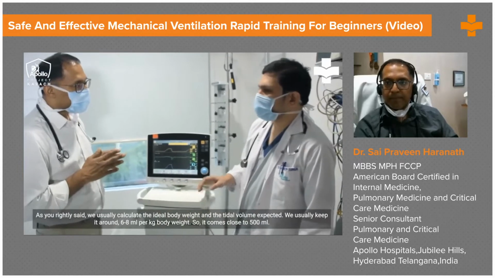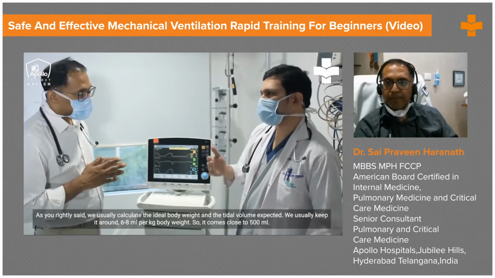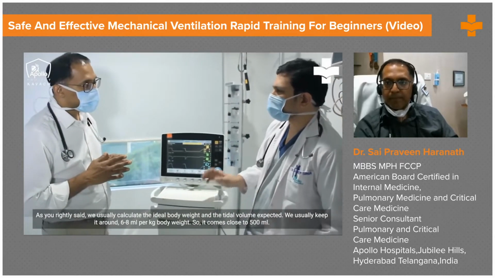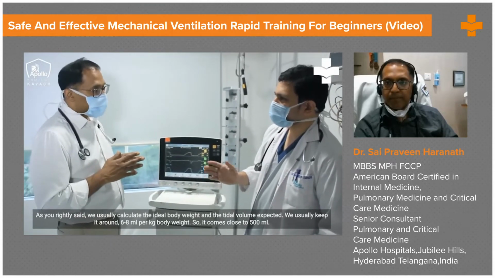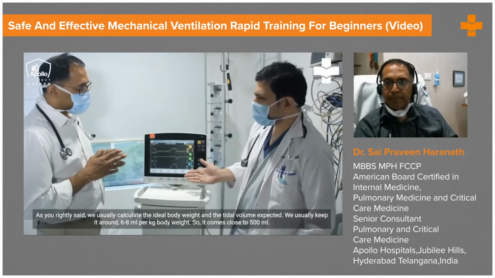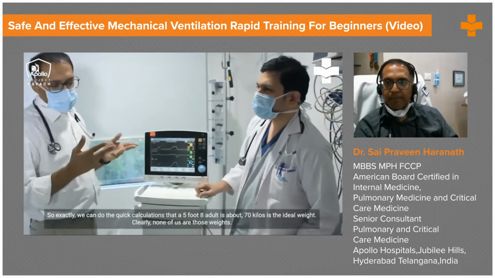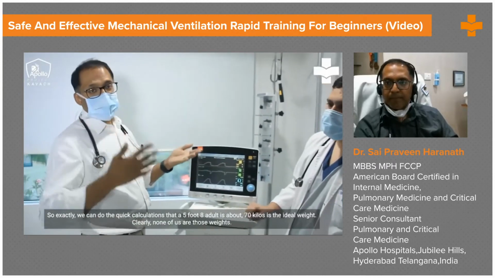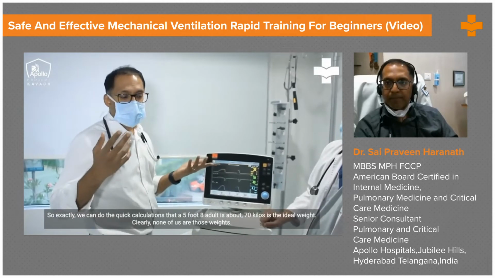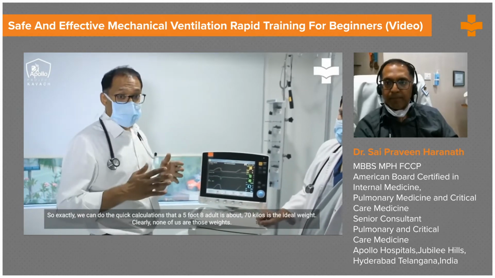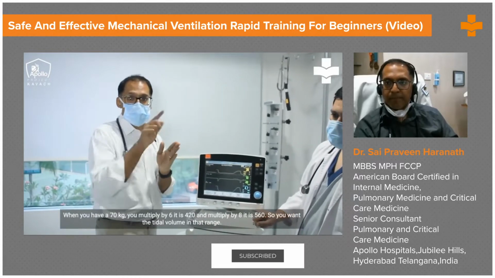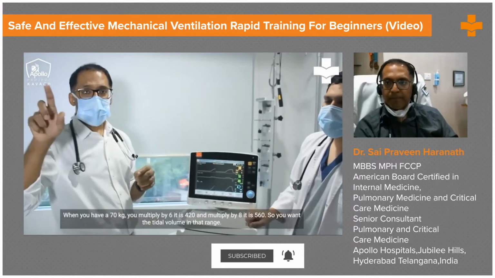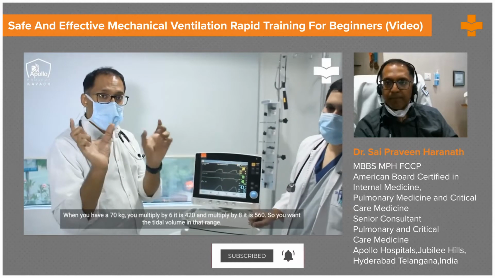As you rightly said, we usually calculate the ideal body weight and the tidal volume expected. So we usually keep it around 6 to 8 ml per kg body weight. Okay. So it comes to around 500 ml to 460. Sure. So exactly, you can do the quick calculation. The 5'8" adult is about 70 kilos ideal weight. Clearly, none of us are those weights. But when you have 70 kg, you multiply by 6, 420, multiply by 8, 560. So you want the tidal volume in that range.